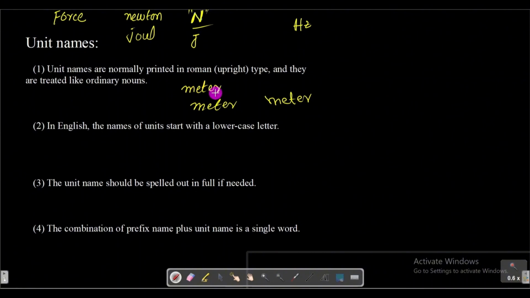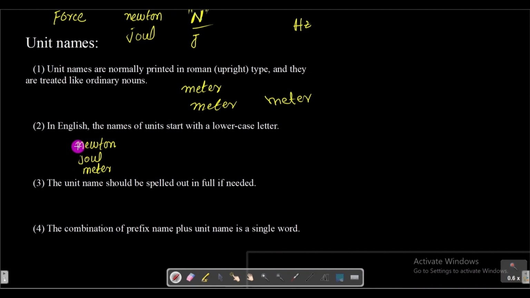This is also called the Roman form, and you can easily write this in MS Word. There is an option for Roman type writing. In English, the names of units start with a lowercase letter. So it means that if we have unit names such as newton, newton is the name of the unit. Similarly, the joule, which is the name of a unit. Similarly, the meter, which is the name of a unit.